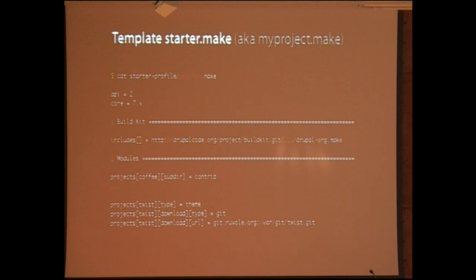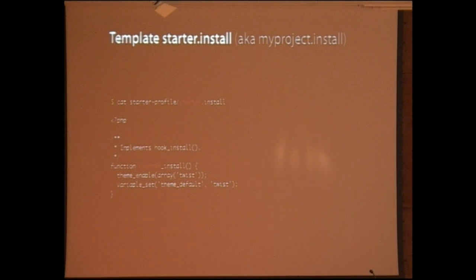Apart from that, of course, we also want some modules, but we need very few, because more or less everything we need to start developing is in Buildkit. So we may include, I don't know, the coffee module or some theme. Actually, our base theme is called Twist, and we always use it, so we include that too. Our install template looks like this. It just enables our base theme.